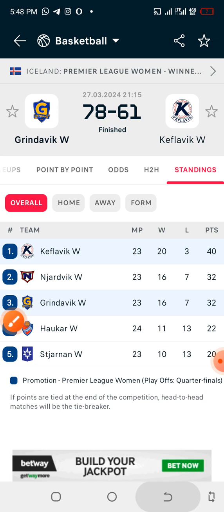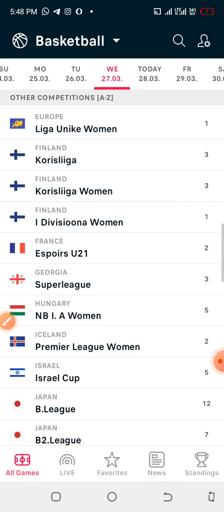So I want you guys to make sure that you are engaging in responsible gambling, so that the bookmakers will not wreck you, because the sports teams are lacking consistency these days.